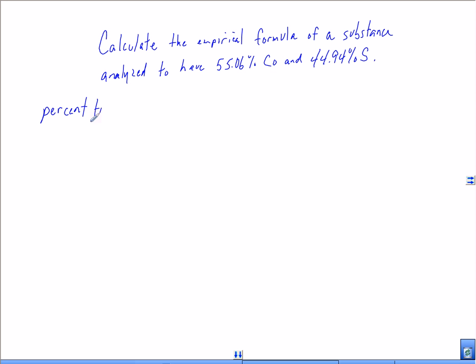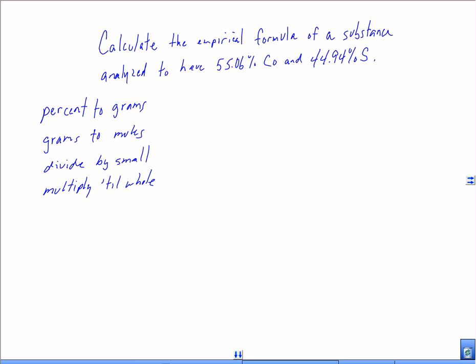It says percent to grams, grams to moles, divide by small, and multiply till whole. This is just a little mnemonic device that helps you remember the steps when you're trying to solve for the empirical formula. So what are we going to do first?